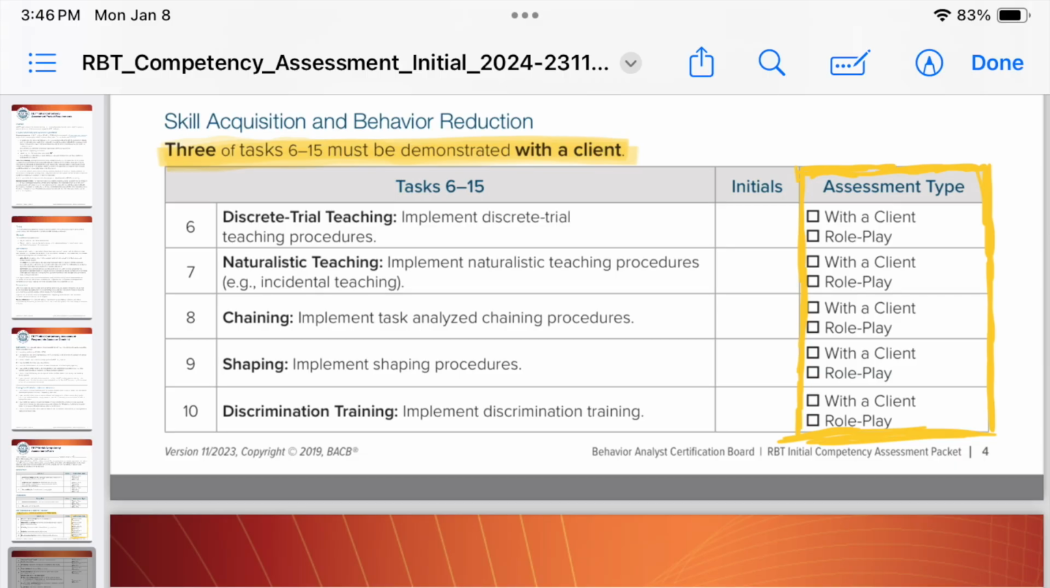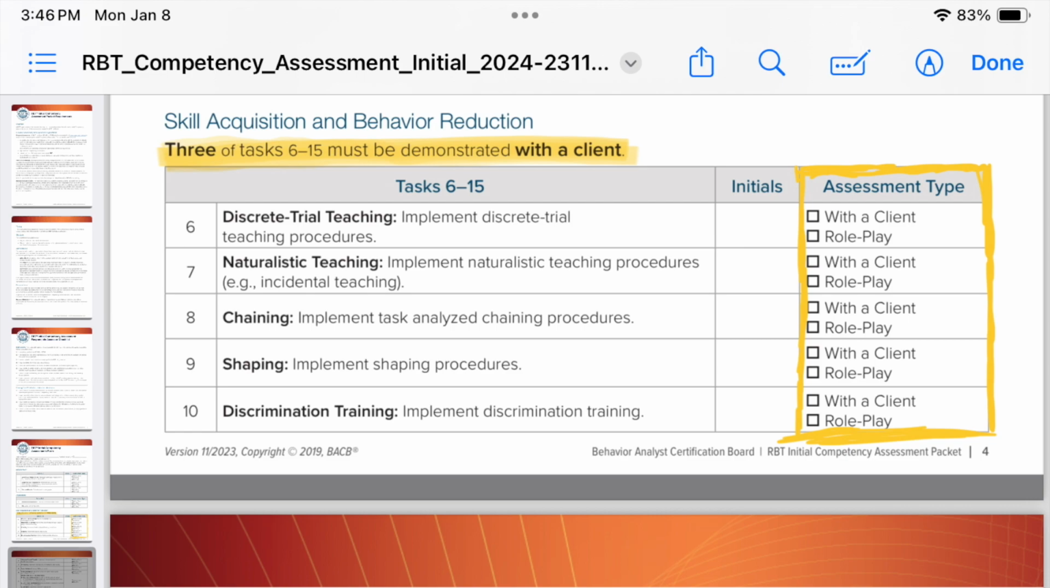We're going to start now with tasks 6 through 15. When you're looking at the competency assessment form, don't miss the part where it says in tasks 6 through 15, 3 of them must be demonstrated with a client. If you look all the way to the right of the form, it says assessment type, and you can either do it with a client or role play with the BCBA or BCaBA. But you can't do it for all of them for 6 through 15.